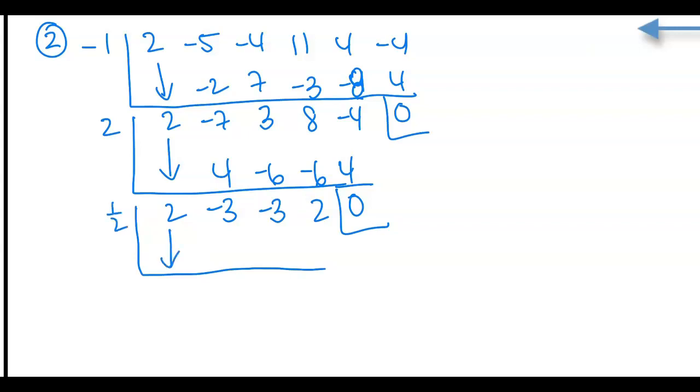Let me bring it down. Half of 2 is 1. Don't let that fraction freak you out. Half of 2 is just 1. Negative 3 plus 1 is going to give me negative 2. Half of negative 2 is negative 1. Negative 3 minus 1 is negative 4. And half of negative 4 is negative 2. That's my other 0.